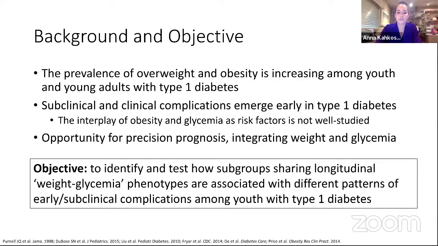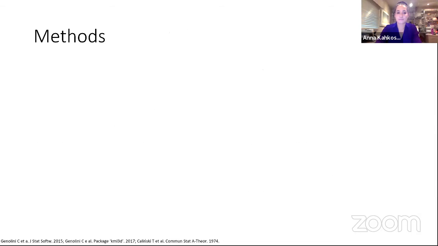Our objective was to first identify subgroups sharing similar patterns in weight and glycemia, which I'm calling longitudinal weight glycemia phenotypes, and then test how those subgroups are associated with the emergence of different early and subclinical diabetes complications.